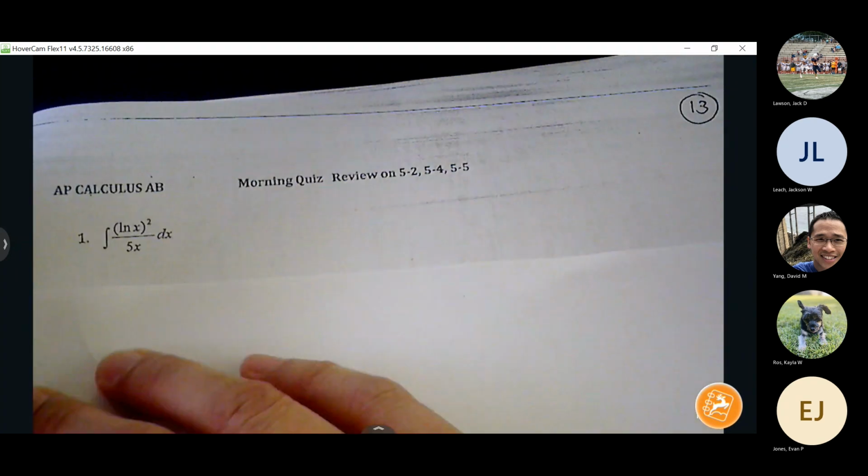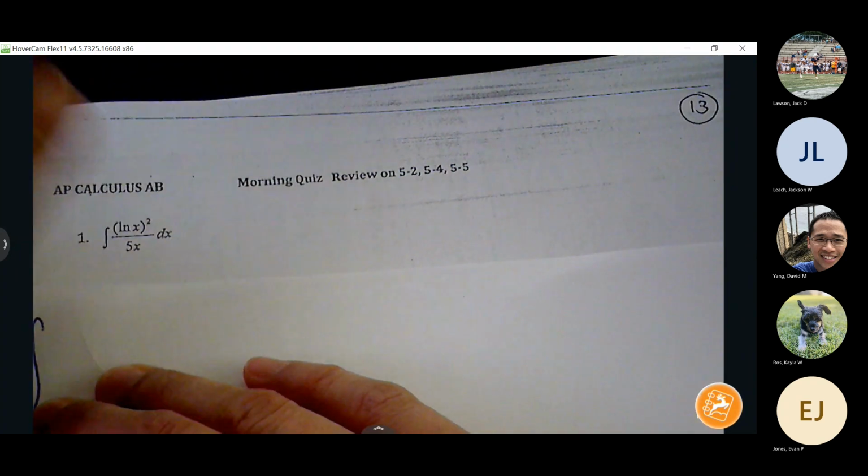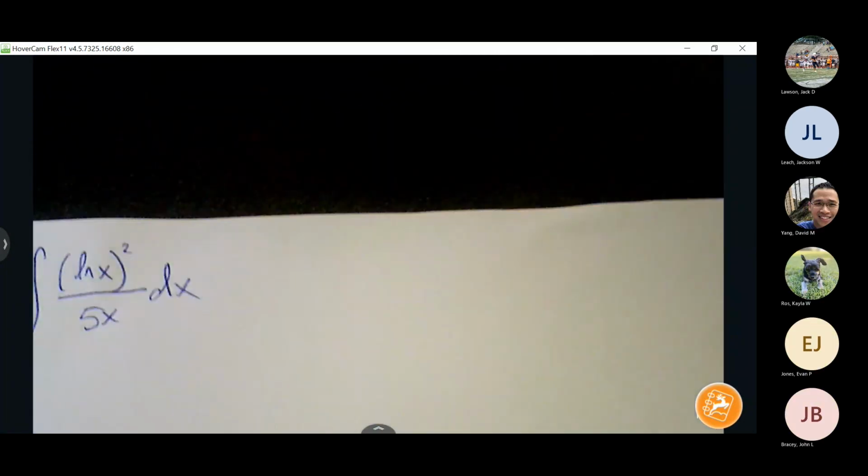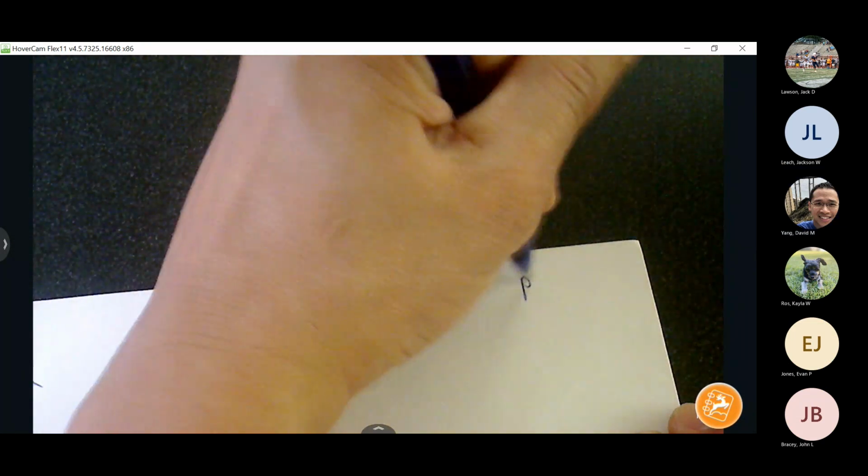Okay, so let's start with number one. Page 13 here.